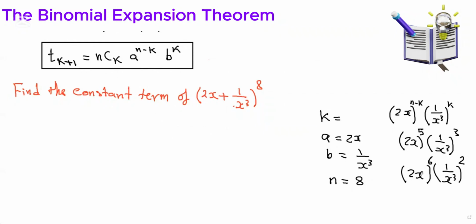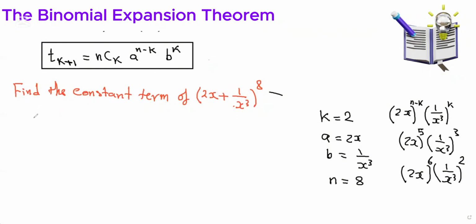Now, right away, x here is going to be x to the 6, and x cubed here is going to be x to the 6 because of the square there. So since we have x to the 6 here and x to the 6 there, because this is a fraction, they're going to cancel, and I'm going to have no x's whatsoever. So right away, I know k is 2. Of course, a is my 2x, b is 1 over x cubed, and n equals 8. And so that's what the constant term is. This is the term that's going to have no variables.